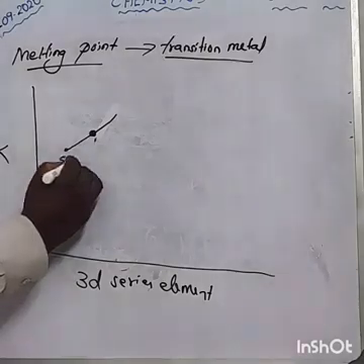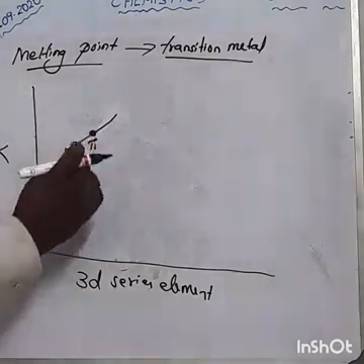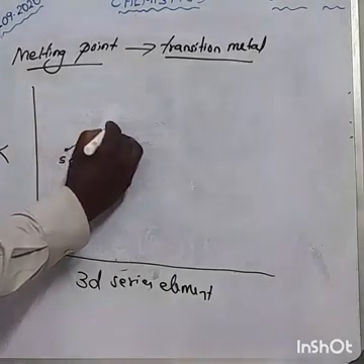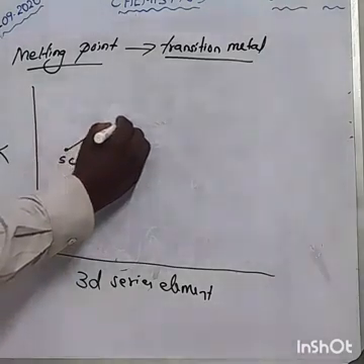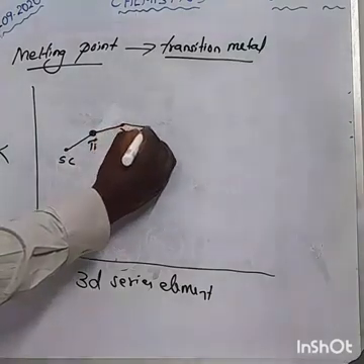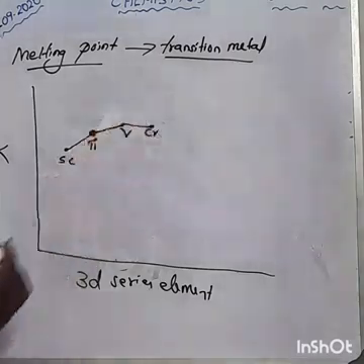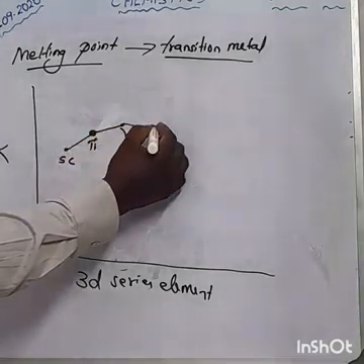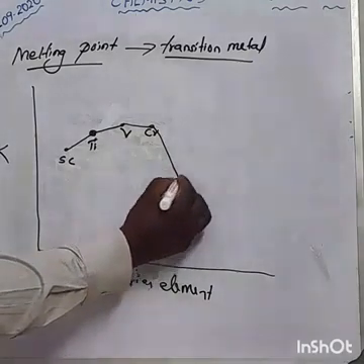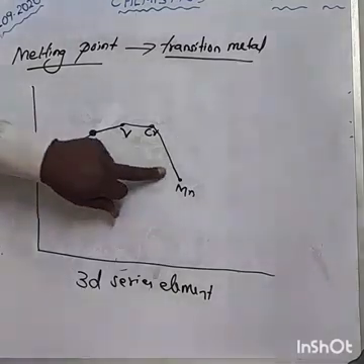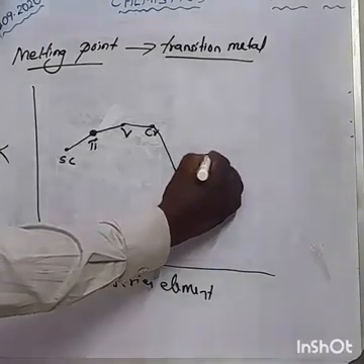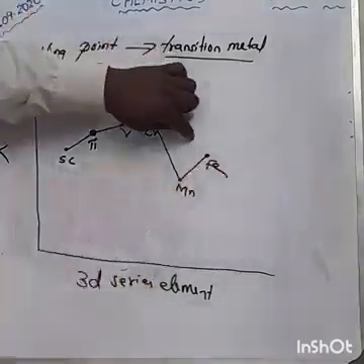This is scandium. This is titanium. This is about the vanadium. Then an almost constant value to chromium. Then the melting point is decreasing for manganese, Mn. This is now decreasing. And the iron is also slightly increasing. That is Fe.